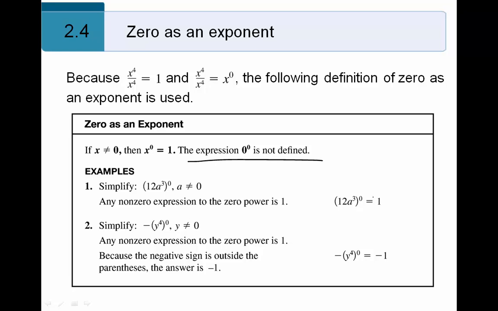Now in the example below, we have the opposite of y to the fourth raised to the 0 power. So this is like multiplying negative 1 times y to the fourth raised to the 0 power. So this would be equal to negative 1 times 1, which equals negative 1.